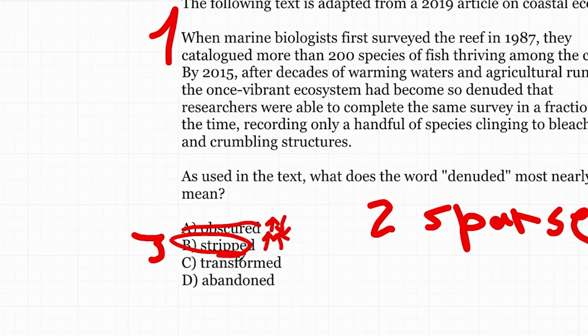Transformed and abandoned, they both are okay. Transformed especially is somewhat good, but it kind of lacks the connotation. We don't really have that kind of feeling of it just being removed, bare bones. Transformed can mean anything. It can mean they just replaced all the coral with cotton candy or something. But that's not what we're looking at. We're looking at specifically removed a bunch of stuff.